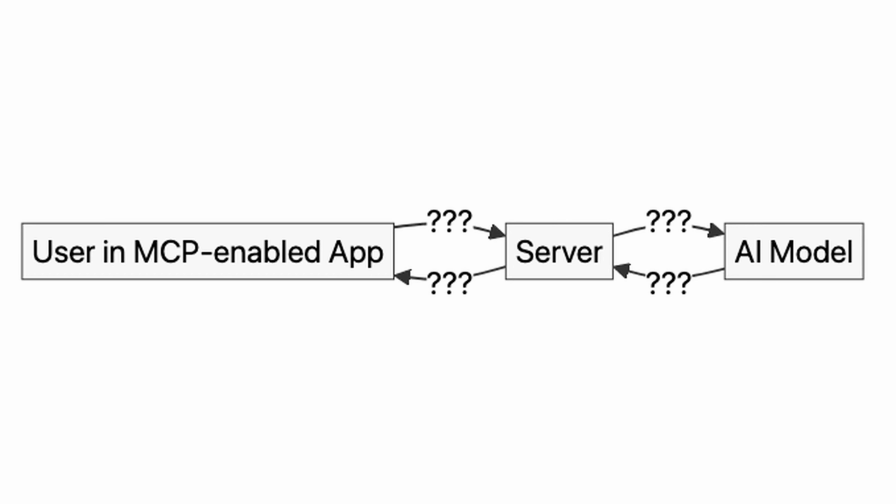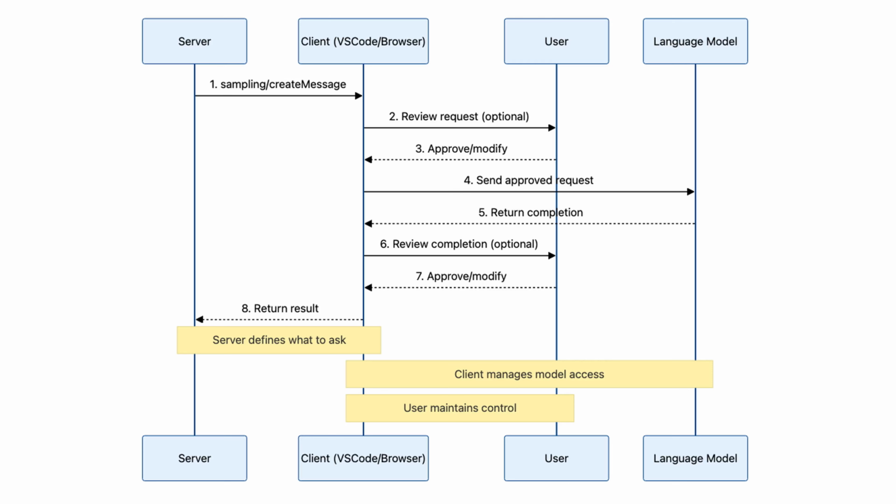Wait, so how does the flow actually work? If I'm a user running some MCP-enabled application, what's happening behind the scenes when sampling occurs? Great question. It's a really elegant flow, actually. First, the server creates a sampling request with the messages it wants to send to the AI. Then the client, which could be a VS Code extension, a browser, whatever, receives that request and might modify it based on user preferences. The client then sends it to whatever language model it has access to, gets the response, potentially reviews it, and finally sends the result back to the server. The key thing is the human-in-the-loop design. Users always maintain control over these AI interactions.